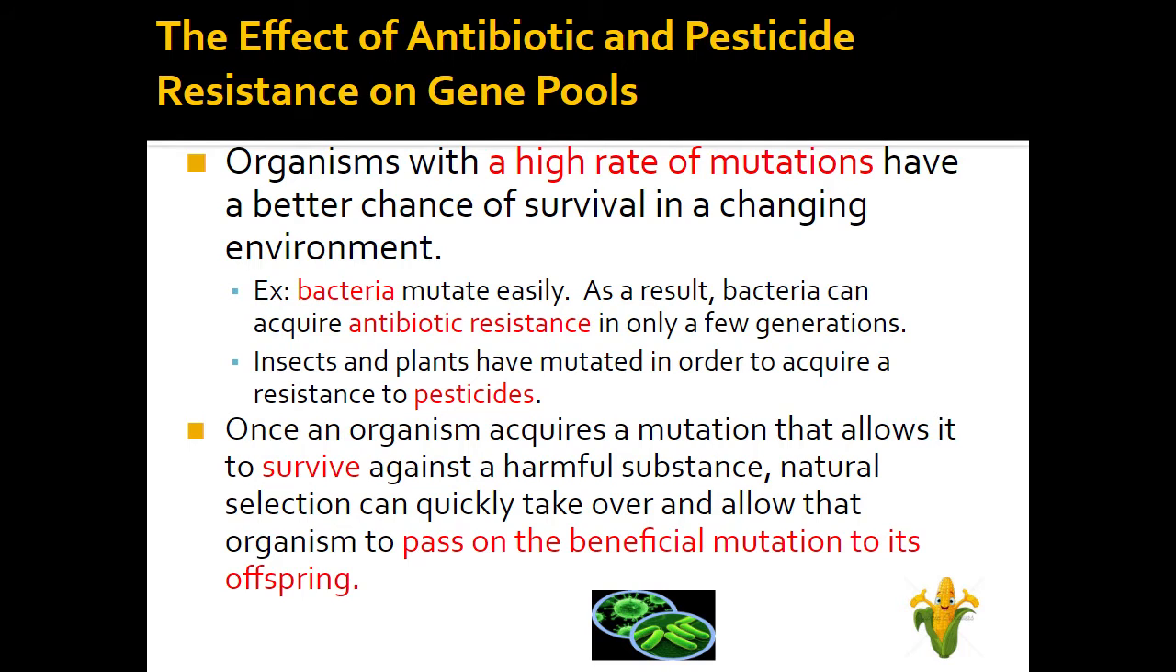So once an organism acquires a mutation that allows it to survive, that is natural selection taking place very quickly. Bacteria reproduce very, very quickly, very often. You can go from one bacteria to millions of bacteria very quickly, and that becomes a problem if they're passing on that resistance to their offspring.